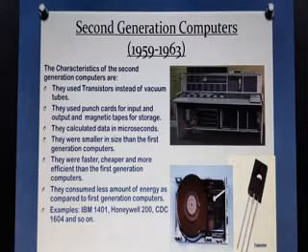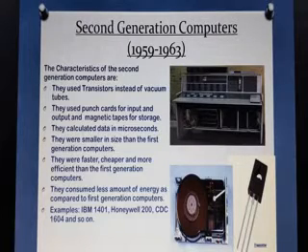Let me tell you a little bit about transistors also. Transistors were invented in the year 1947 by three scientists named J. Bardeen, H. W. Brattain, and W. Shockley. A transistor is a semiconductor device used to amplify or switch electronic signals and electrical power. So it was the technology used in the second generation of computers.